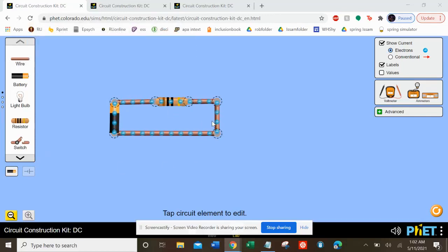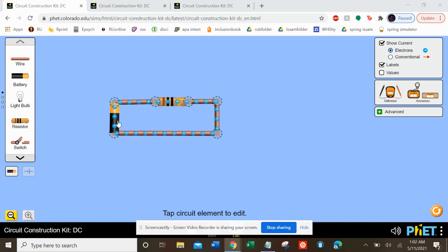Alright guys, so today we're going to be looking at circuits. There's two main kinds of circuits. There are circuits in series and there's circuits in parallel. So starting with circuits in series, first let's go over the components of a circuit.